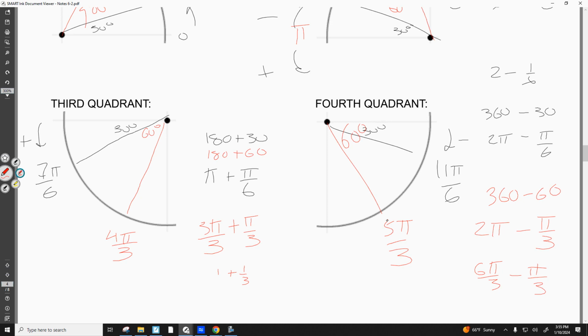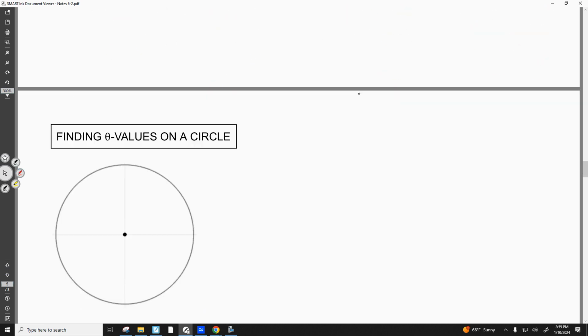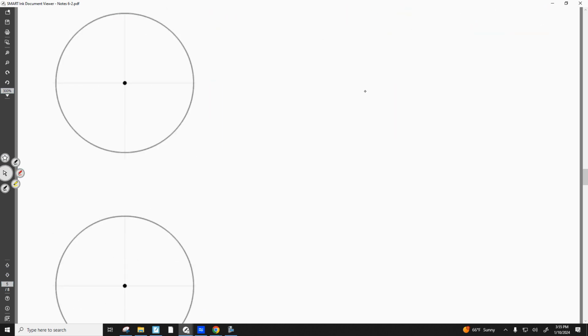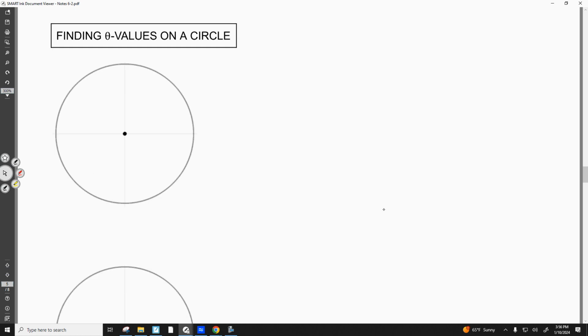Okay. Pretend we didn't do that. Pretend that you are not allowed to ever look back on something that you've already created or was created for you. On the next page, draw the terminal side and give me the reference angle to 7 pi over 6.